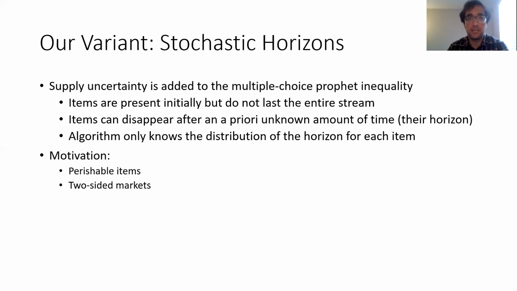Items are present initially, but they are not in the system until all the buyers show up. So items might disappear after some time. There are two main motivations for this problem. The first one is that items might be perishable, and the second one is two-sided markets, where items might be controlled by different sellers, and these sellers might leave the system after some time.